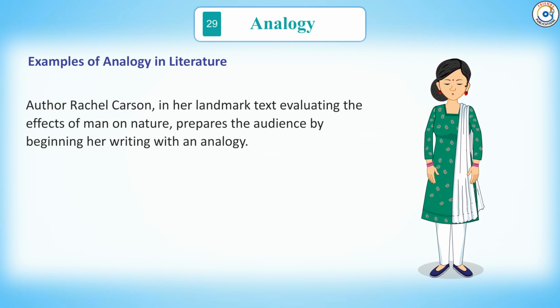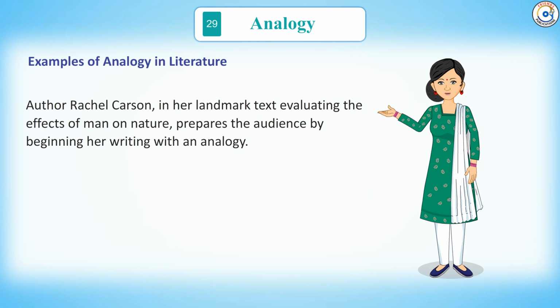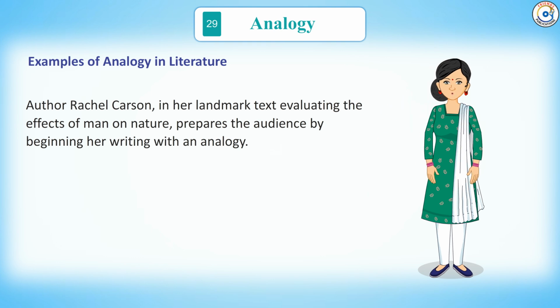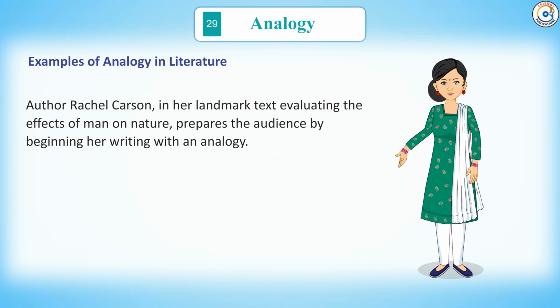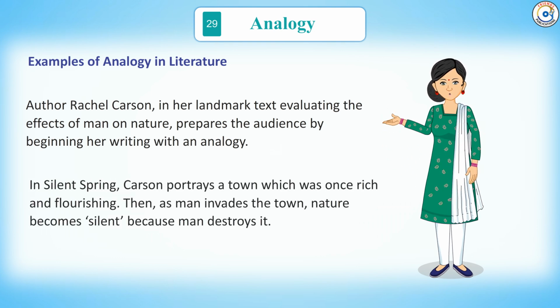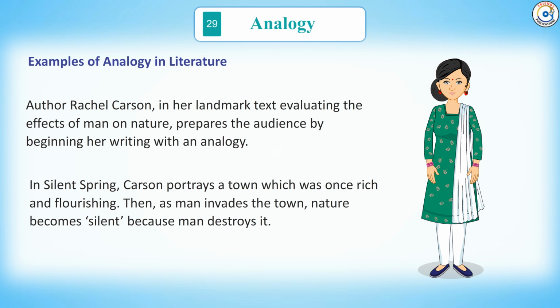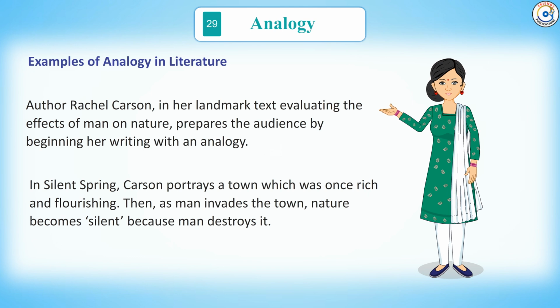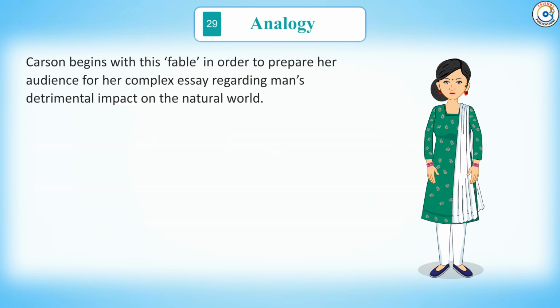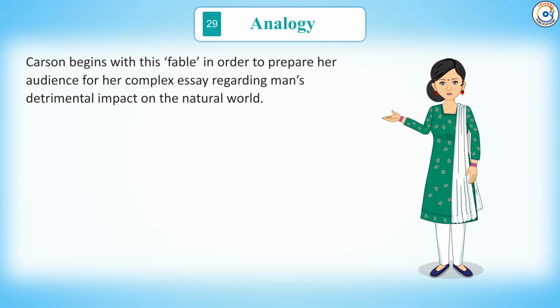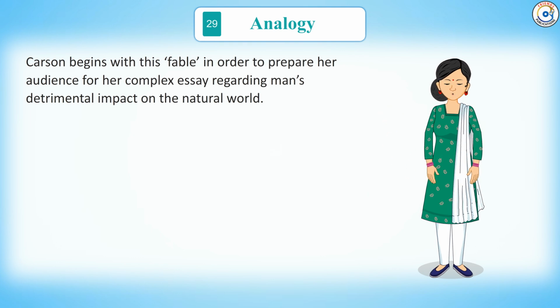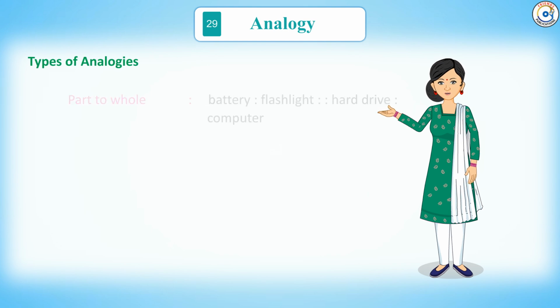Examples of analogy in literature. Author Rachel Carson, in her landmark text Evaluating the Effects of Man on Nature, prepares the audience by beginning her writing with an analogy. In Silent Spring, Carson portrays a town which was once rich and flourishing. Then, as man invades the town, nature becomes silent because man destroys it. Carson begins with this fable in order to prepare her audience for her complex essay regarding man's detrimental impact on the natural world.